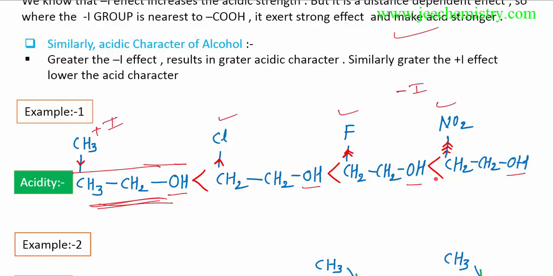In this way we can denote the acidic strength, electron withdrawing group, minus I effect. So that's why this one has higher acidic strength than this, and then this. The order will be like this. Acidic strength will increase in this way.